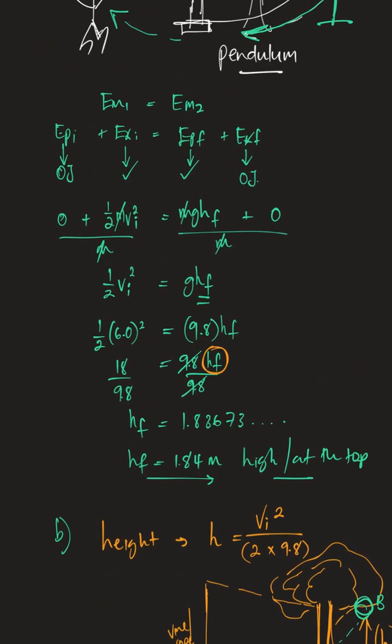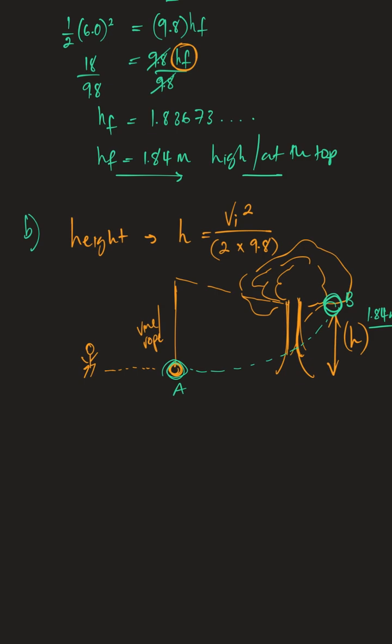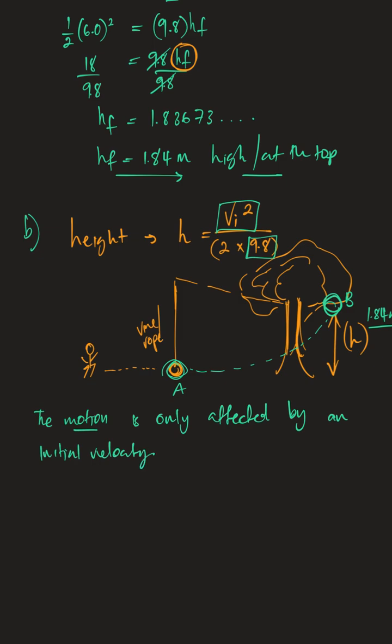So what they were asking here, does the length of the rope affect your answer? We can see that for height, there are only two things that it depends on. In order to work out this height, you needed an initial velocity and you needed gravitational acceleration. So the motion is only affected by an initial velocity and gravity, or the gravitational acceleration.